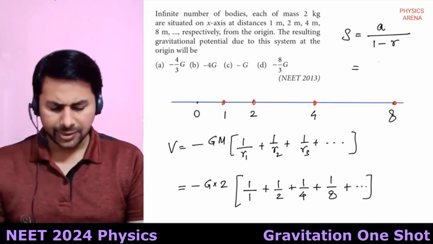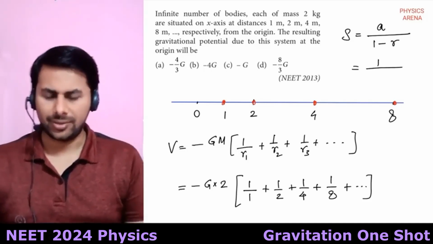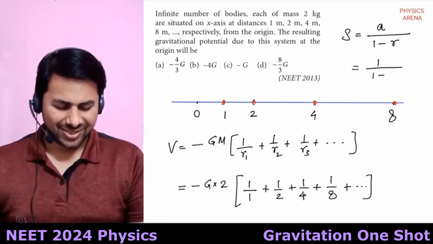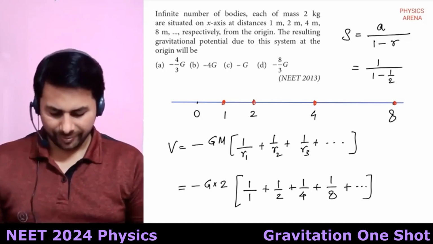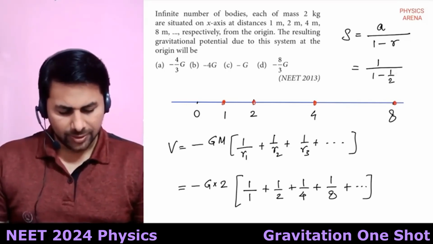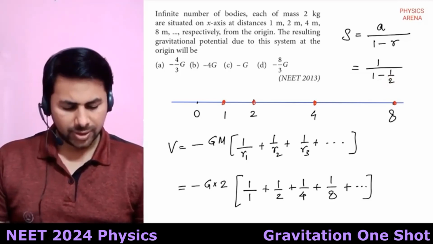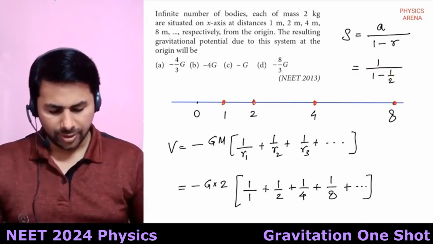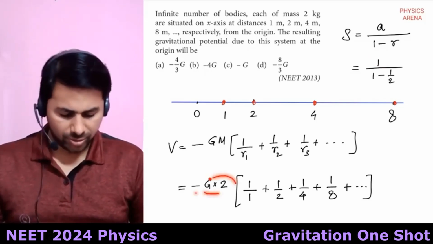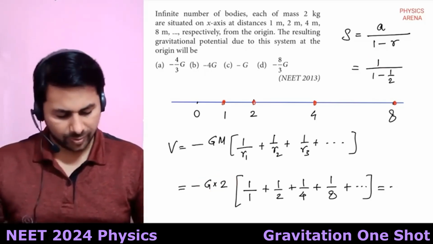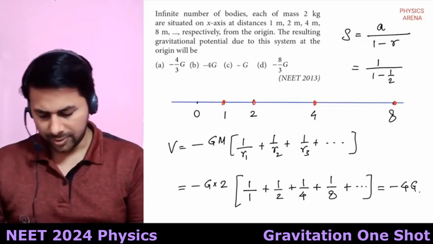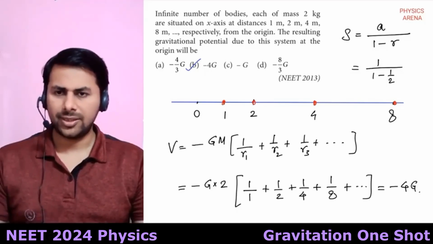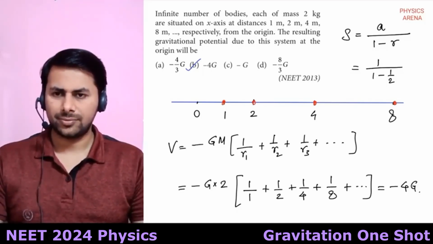Okay, I guess this formula is there in 10th standard. Okay, AP GP is there, right? I'm talking about CBSE. I don't know about other boards. So this is 1 minus half. It's half. 2 will go to the numerator, so it will be 2. 2 times this, minus 2G, is minus 4G. Okay, so this is the answer. Option B. Everything clear? Okay.